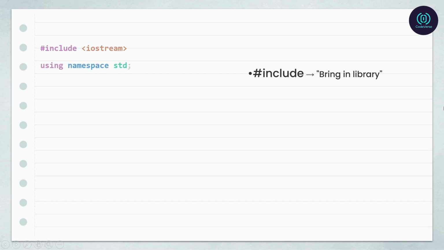C++ organizes its features into groups called namespaces. Most of the standard features, like cout, cin, and endl, live in a namespace called std. Without this line, you'd have to write std::cout << "Hello, World" << std::endl, but by writing using namespace std, you tell the compiler, just assume everything I'm using is from the standard library unless I say otherwise. It's not required, but it keeps your code simpler when you're starting out.